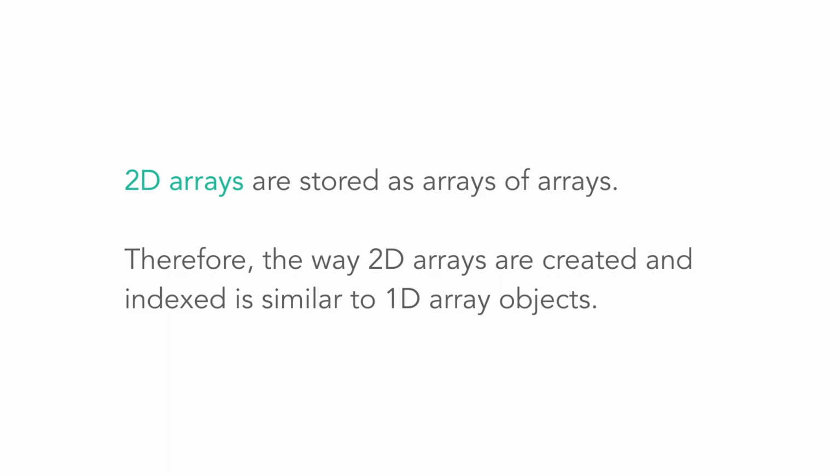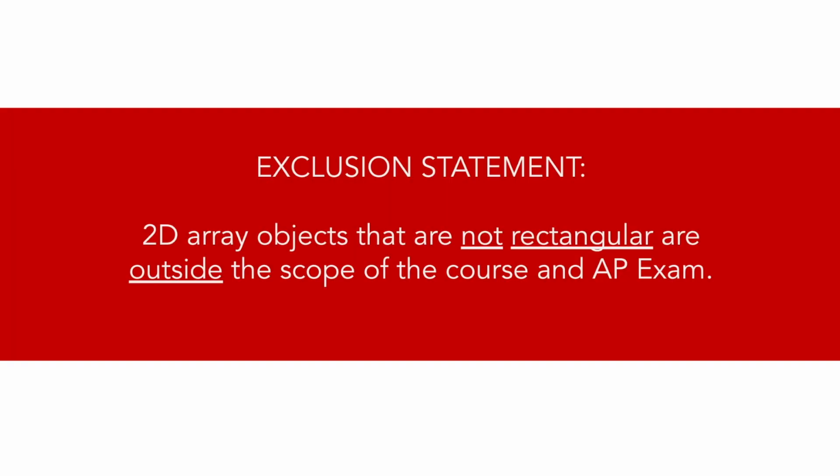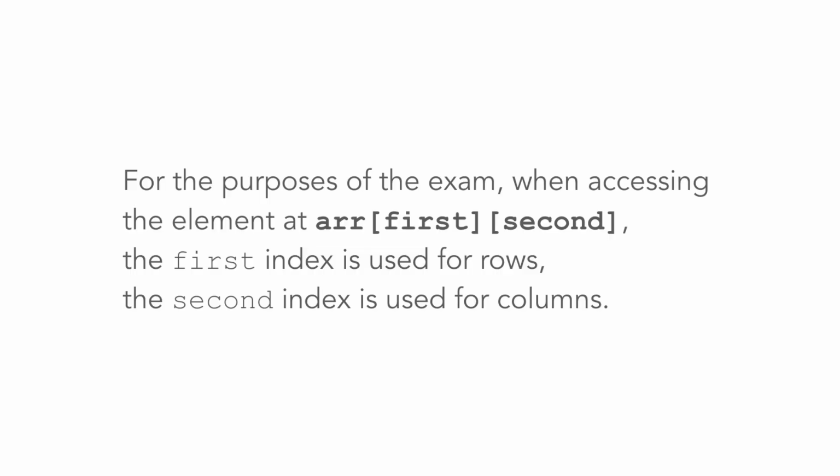Therefore, the way 2D arrays are created and indexed is similar to 1D array objects. Please note, 2D array objects that are not rectangular are outside the scope of the course and AP exam. For the purposes of the exam, when accessing the element at array[first][second], the first index is used for rows, the second index is used for columns.